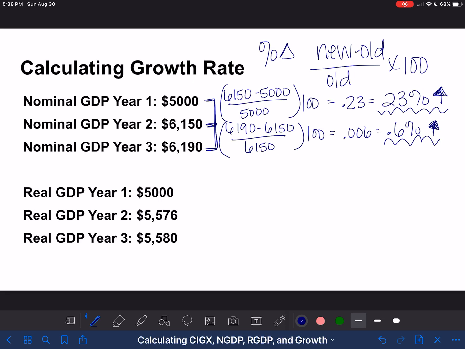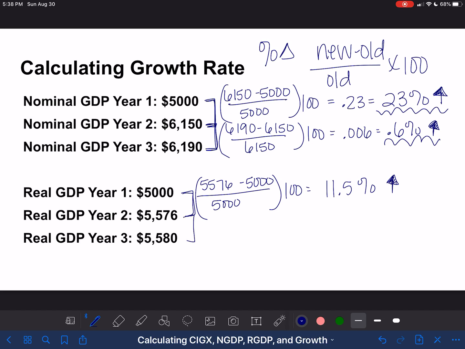So let's go ahead and do the same for our real GDPs. Let's see if our percent changes, our growth rates are the same here. So we'll do year 1 to year 2. So it's new, which is 5,576 minus the old of 5,000 over 5,000 times 100. And what does that give us? 11.5% increase.